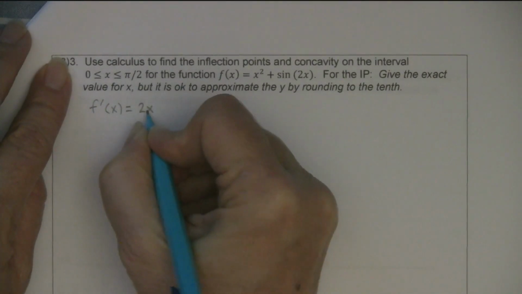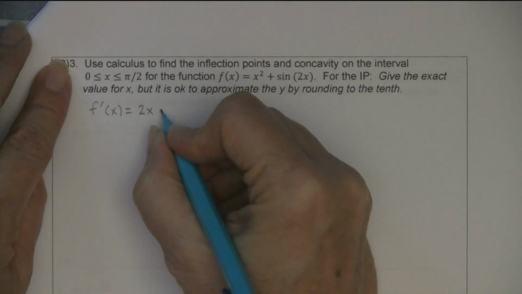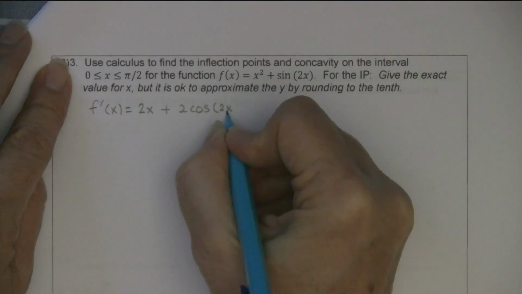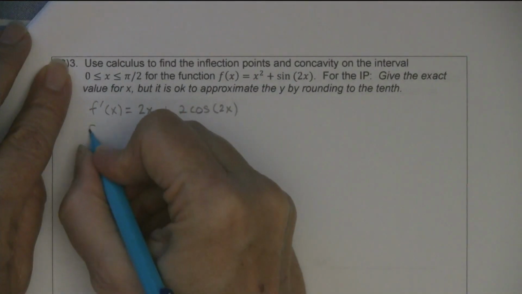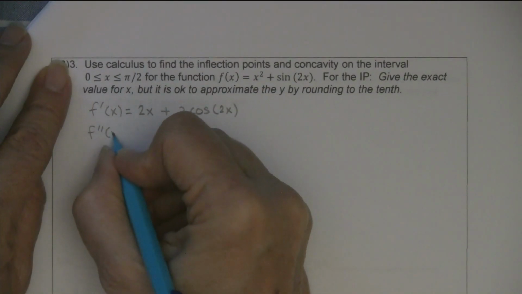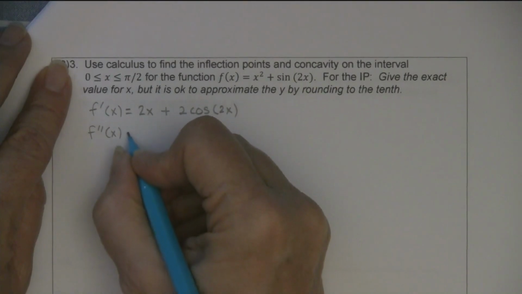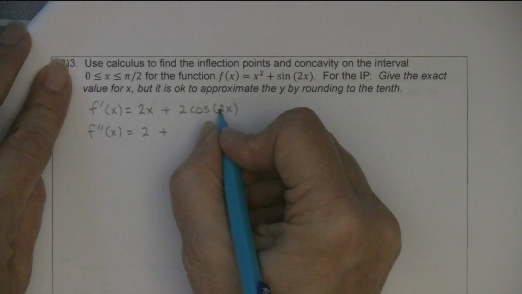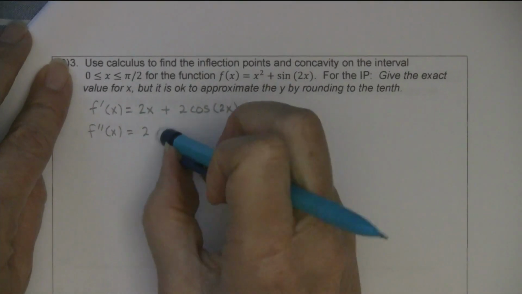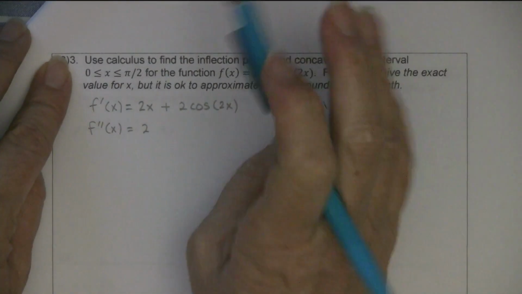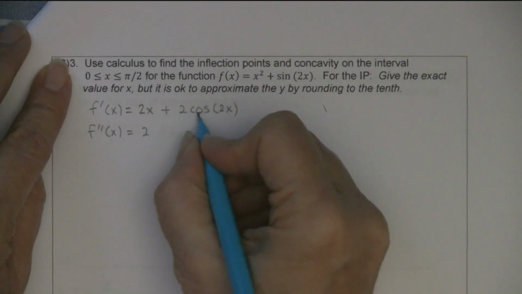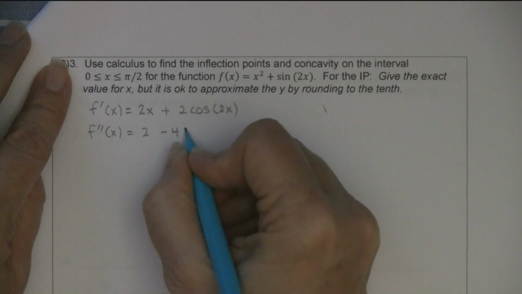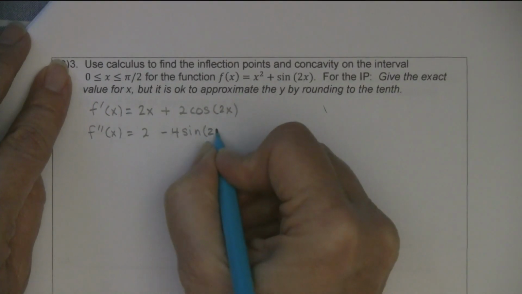So this is 2x, and I need the chain rule here. So this is going to be 2 times the cosine of 2x, right? And then the second derivative, this is going to be 2, and then I'm going to need the chain rule. Whoops, I'm going to need minus there, aren't I? Because the derivative of cosine is negative sine. So I'm going to have a 2 from the chain rule come here. So this is going to be negative 4 sine of 2x.